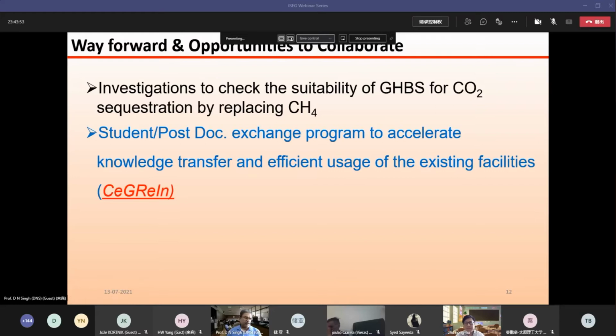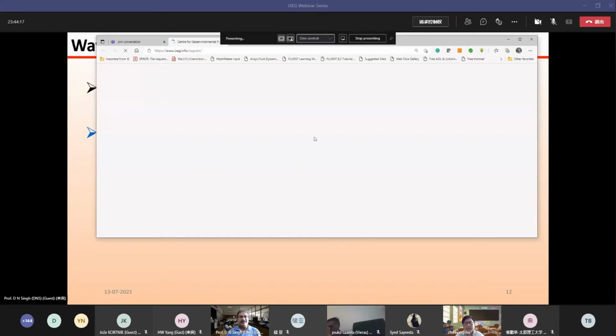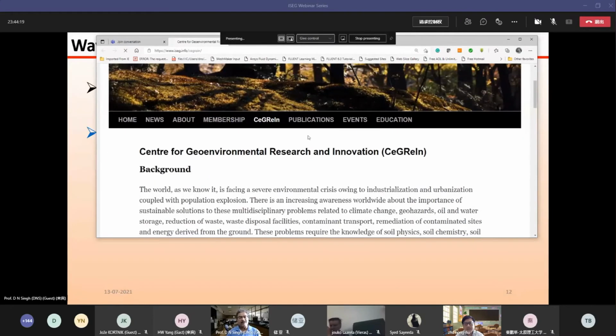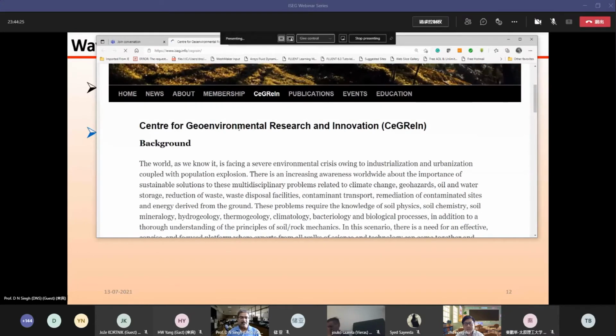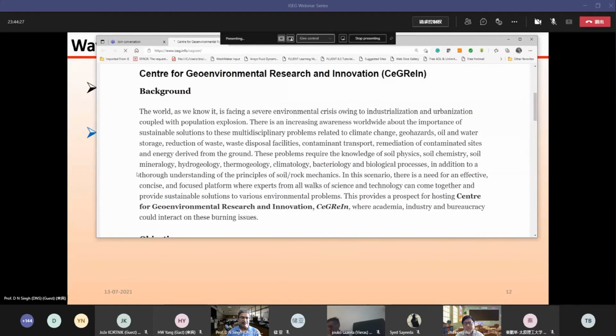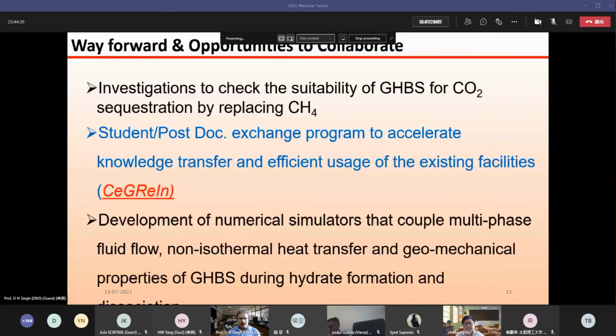I also propose through this forum that let's form a team of students and postdoctoral students, and let's go for an exchange program to accelerate the knowledge which has been attained so far, for the efficient utilization of the existing facilities. And this is where my concept of Sagarin, I would like to reiterate, becomes more contemporary. So please be a part of this mission. On the website of the International Society for Environmental Geotechnology, you will find that this center has been publicized some time back. So let us collaborate and work together.